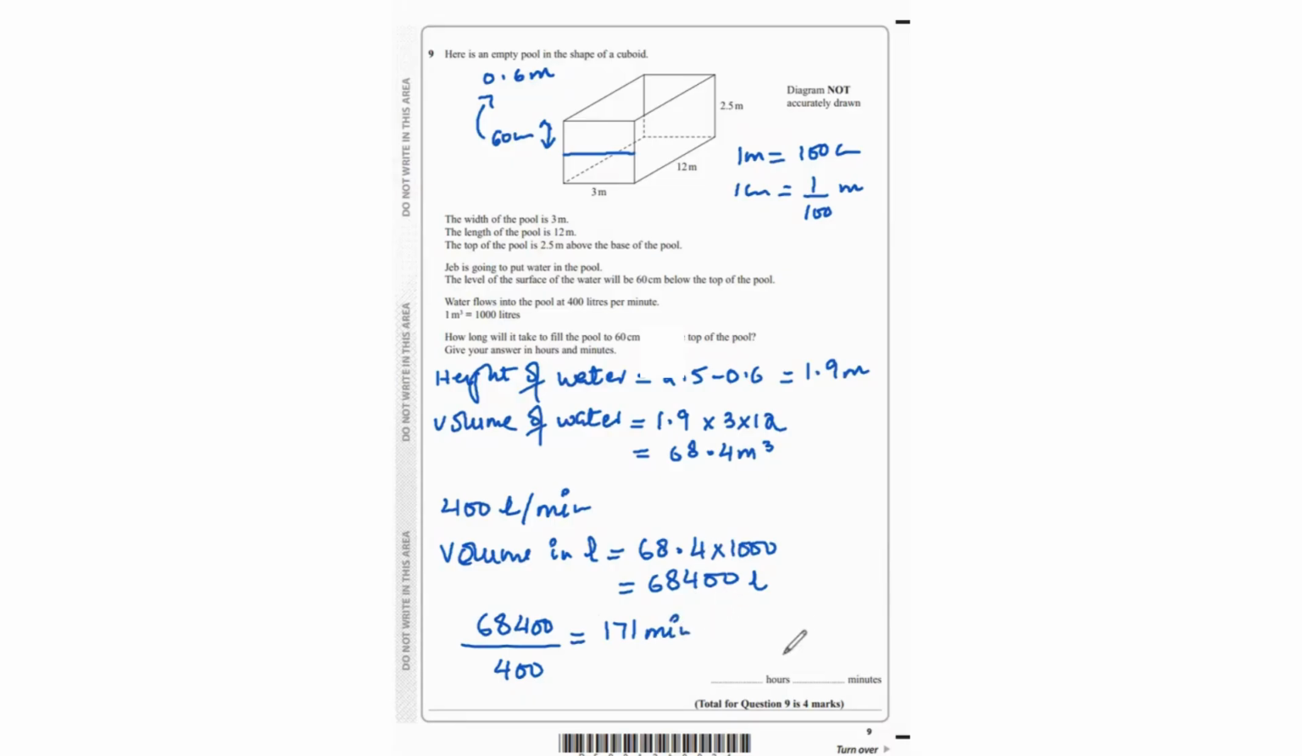They want the answer for time in hours and minutes. So if we subtract 120 minutes from 171, that gives us 51 minutes. So that's 2 hours and 51 minutes. That is the time it takes for the pool to fill till 60 centimeters below the top of the pool.